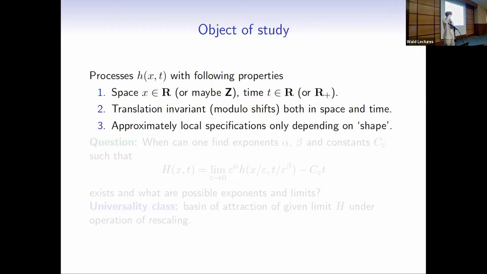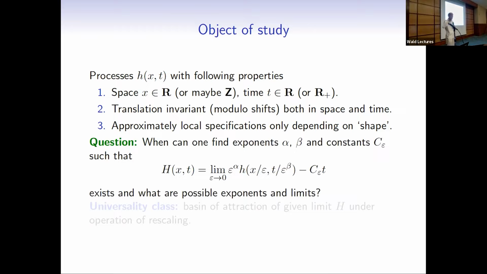So the specification only depends on the shape of the function, right? I'm going to give a few examples in a second, but what we're interested in is the large scale behavior of these kinds of models. And so the question in general is, for which models, and you'd expect that to be true for all of them, can you find two exponents, which I call alpha and beta here, so that if I rescale things by some epsilon in space, so I look at the large scale behavior, and then I rescale time appropriately, so maybe it has to be rescaled differently.